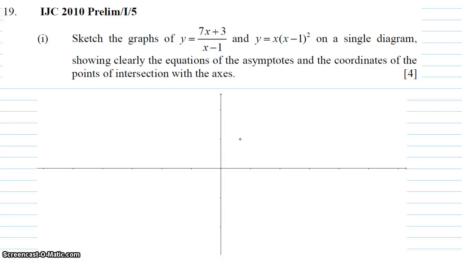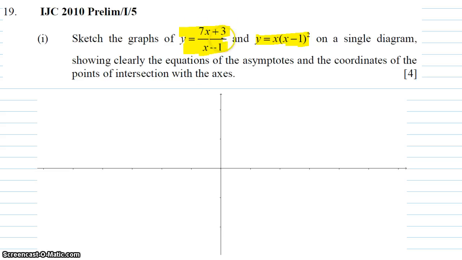Okay, so question 19 comes in a few parts. Part 1 first wants me to sketch these two graphs onto a single diagram. So there's a few things I should note before I do anything with this. The first, of course, is that I should try and identify what these two types of graphs are. So if I look at it, this is going to be a rectangular hyperbola, right?